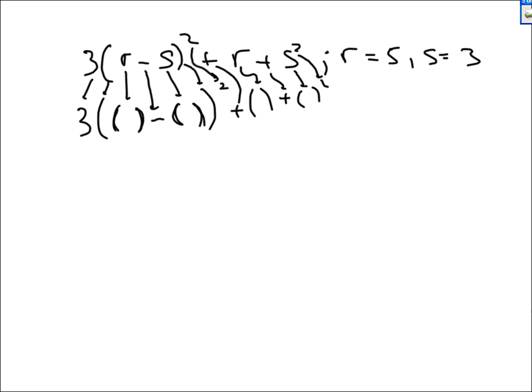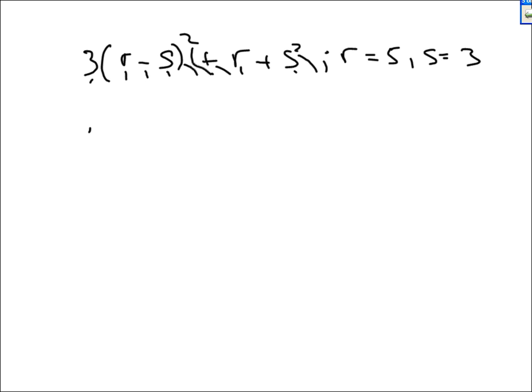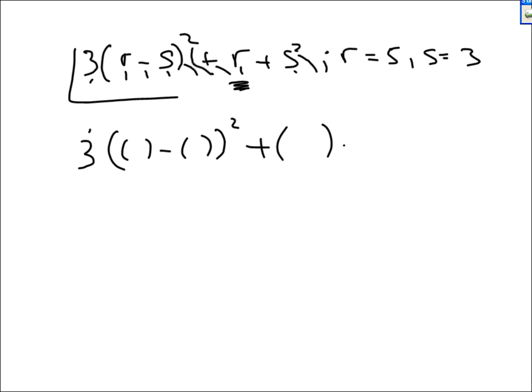And you should be able to do what I just did. You have to justify everything. Every little detail must be justified. You have 3, and then you have brackets squared, and inside the brackets you have r minus s. That was this piece. Plus r. Plus s squared. Now you just plug in the values. R is 5, s is 3. It was r minus s. R was 5, s was 3. Plus r. R is 5.